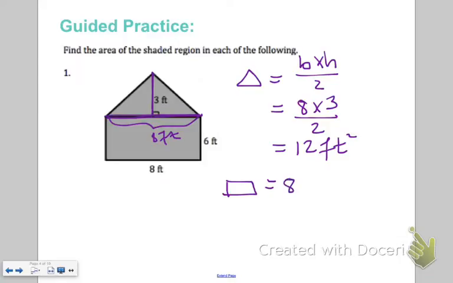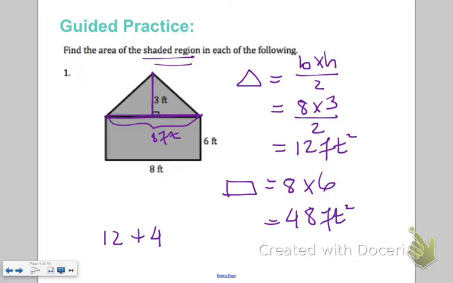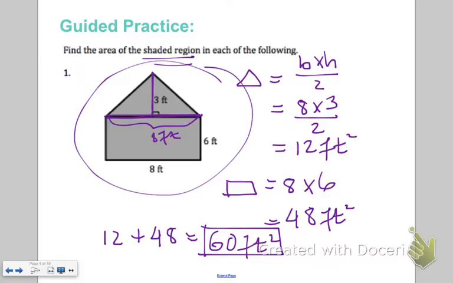Our rectangle has dimensions 8 feet by 6 feet. 8 times 6 gives us an area of 48 feet squared. Since we want the area of the shaded region, and our entire shape is shaded in gray, we calculate this by adding up the total sum of both areas. So we have 12 feet squared for the triangle plus 48 feet squared for our rectangle, which gives us a grand total of 60 feet squared. One thing to keep in mind is whether you're going to be subtracting, if you have a white region in the shaded region, or adding to calculate the total, just like we did in this example.